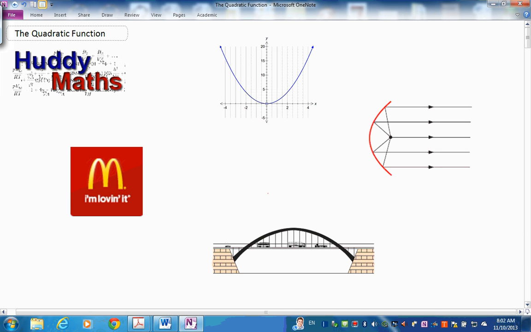Welcome to the quadratic function. This is going to be a lot of fun. Have a look around the screen here. What do you think the quadratic function's graph looks like?